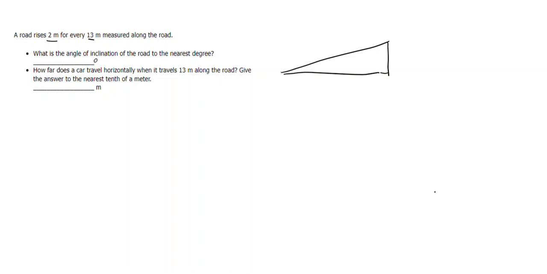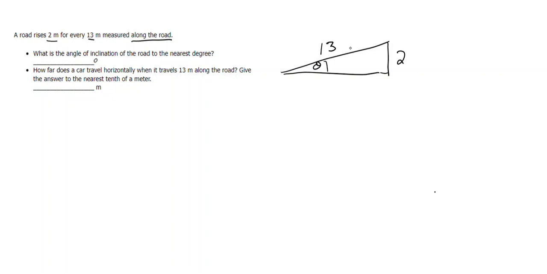So the road rises 2 meters. So the rise is going to be the vertical part. This will be this side of the triangle. Now the common mistake to make on this question is it says it rises 2 meters for every 13 meters measured along the road, right? So this is the road here. So this is going to be 13. Where some people might have made a mistake is they might have put 13 down here, right? But okay, so now we are looking for the angle.